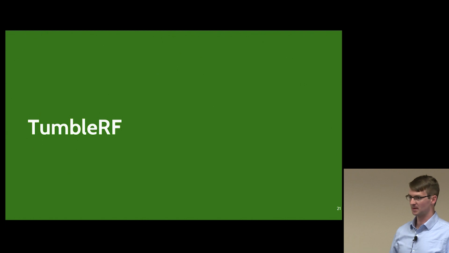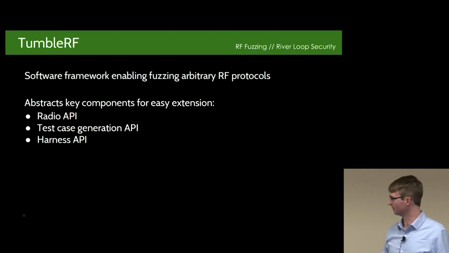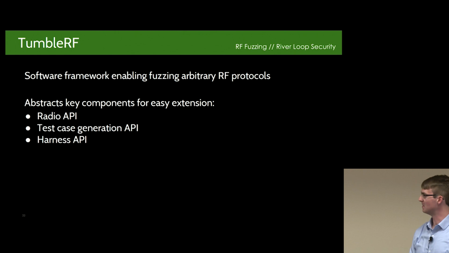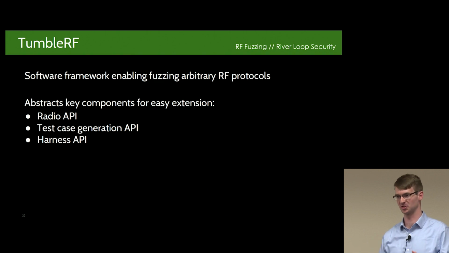So that brings us to TumbleRF, which is the framework that we wrote earlier this year. It's open source on our GitHub. I'll have a link to it later. I'll just walk you through it briefly. TumbleRF is a software framework that enables fuzzing arbitrary RF protocols. It basically abstracts away a lot of the core fuzzing logic, and it itself is just the skeleton that you need to stitch all these parts together. So when it comes to actually implementing a fuzzing scenario, really what you're doing is extending our APIs to map into your use case.